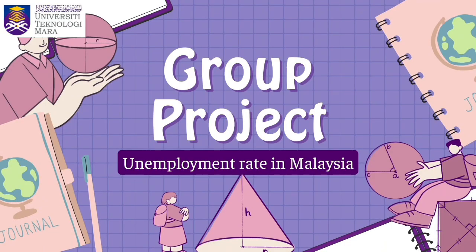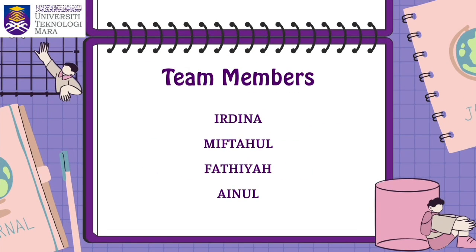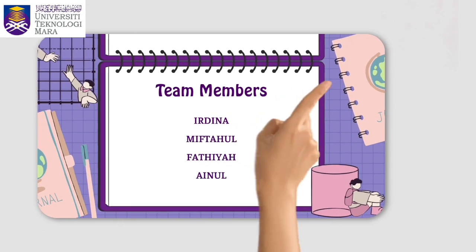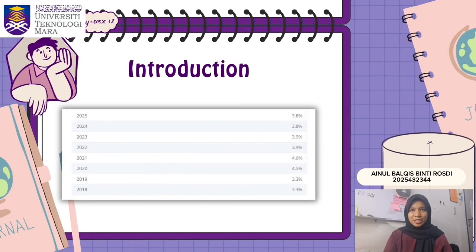Today, our group will be presenting about finding the best fit equation to represent our data, which is the unemployment rate in Malaysia. We can analyze Malaysia's labour market from 2018 to 2025. Let's examine Malaysia's recent economic landscape. The data shows a U-shaped recovery curve post-COVID-19, with unemployment peaking at 4.9% in 2021 before stabilizing to 3.8% by 2025. To better understand these trends, our project aims to go beyond observation.